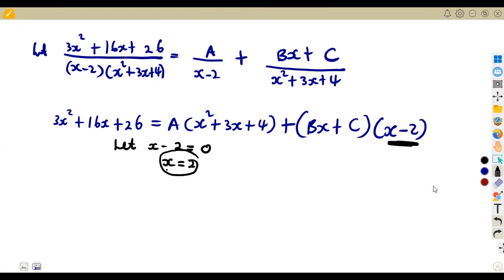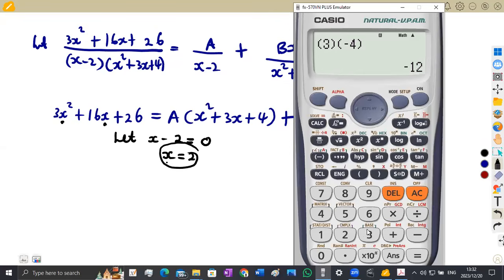So 2 minus 2 gives us a 0. It means we are going to substitute x is equal to 2 on the other part. On the left-hand side, wherever there's x, I'm going to substitute a 2. So let us substitute and see what we are going to obtain from the left-hand side. Let us use the calculator. We've got 3x squared, so this is 3 into x, which is 2, squared, plus 16x, which is 16 times 2, plus 26. This is going to give us a 70.